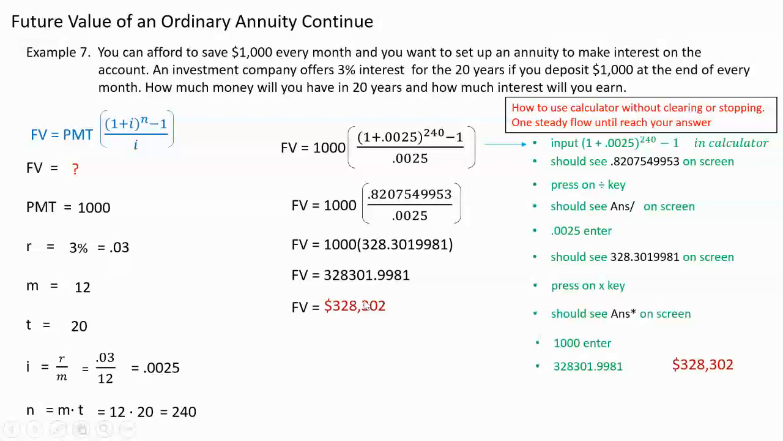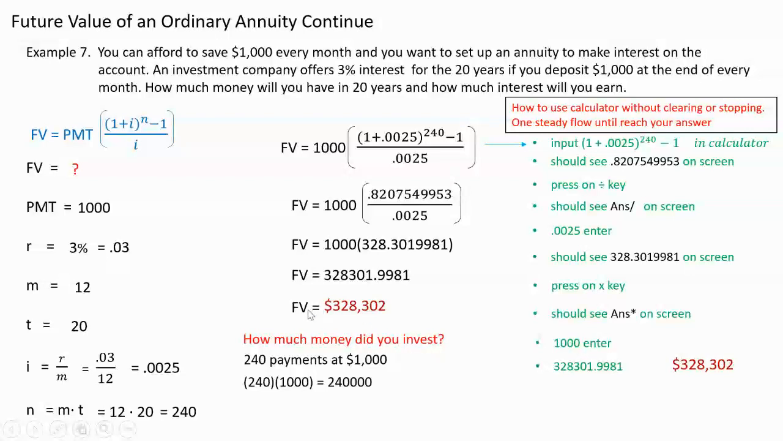So how much money did you actually earn in interest? Okay, so here's what you got. How many payments did you make? 240 payments, right? 240 at $1,000 per payment, so that was 240,000.